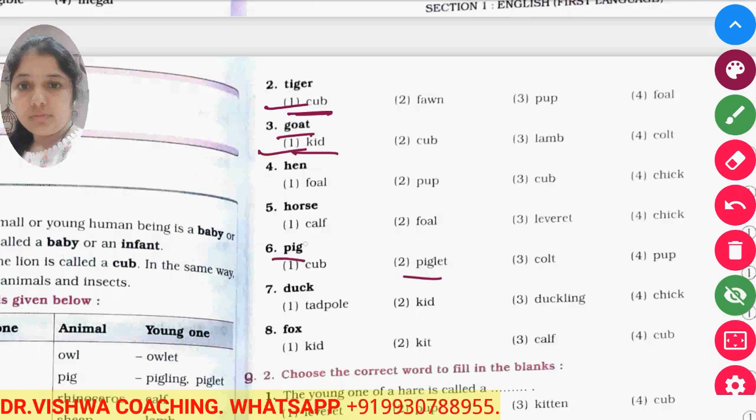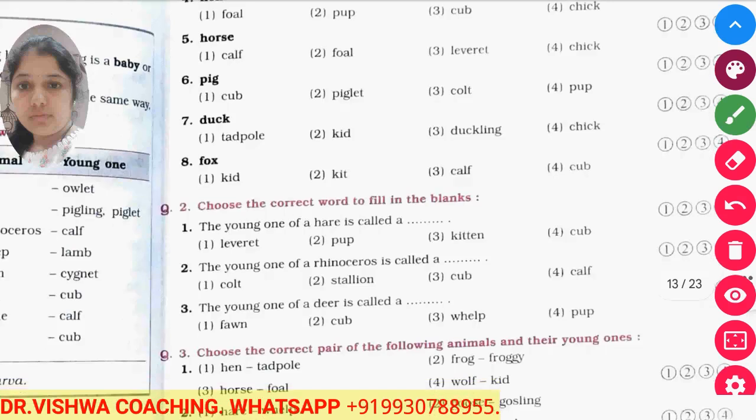Pig's young one is known as piglet. The second option is the correct option. These two are for homework. Very easy. Duck, fox, you can have an idea which are their young ones.